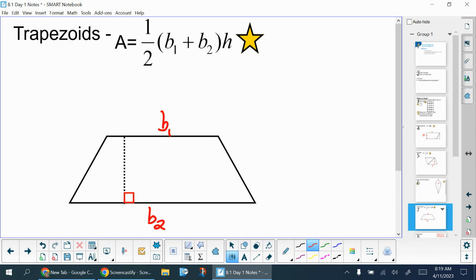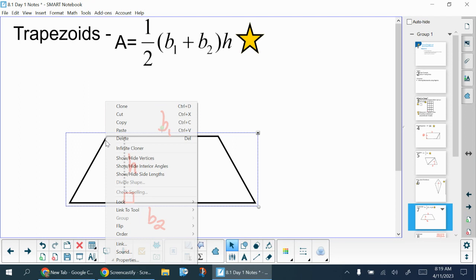So our two bases, base 1, base 2, it does not matter which one's which, as long as we understand bases are two parallel sides. And then we've got the height. Again, the height has to be perpendicular to the base. That is the whole idea. These sides here do not matter. So the length of those two sides has nothing to do with this. But why is it base 1 plus base 2 times height? Where did that come from?